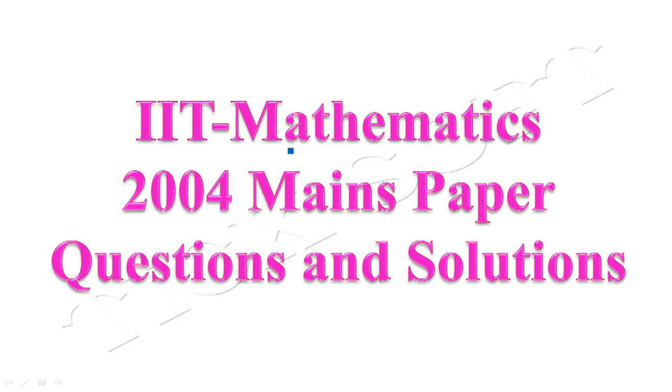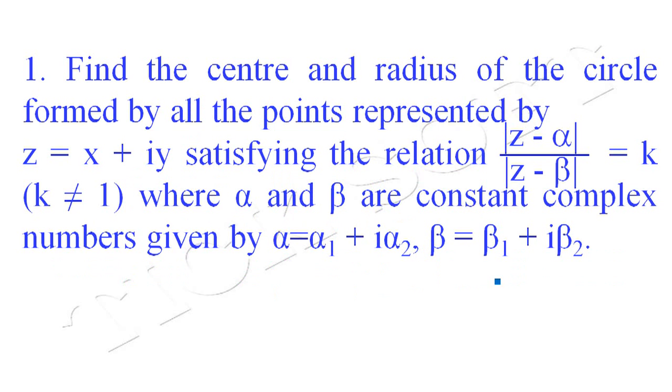Here we have IIT Mathematics 2004 mains paper questions and solutions. The first question is: find the center and radius of the circle formed by all the points represented by z = x + iy satisfying the relation |z − α| / |z − β| = k, k not equal to 1, where α and β are constant complex numbers given by α = α1 + iα2 and β = β1 + iβ2.